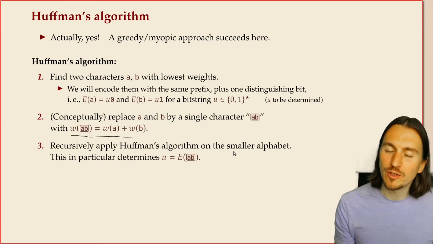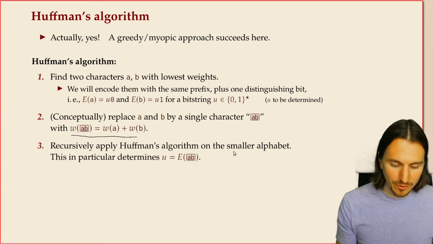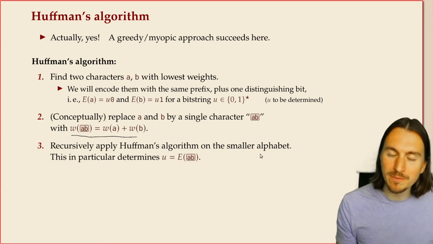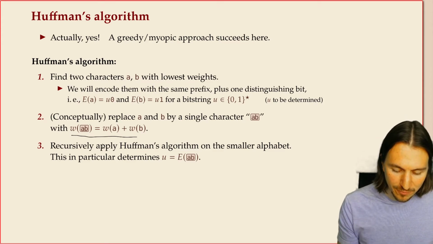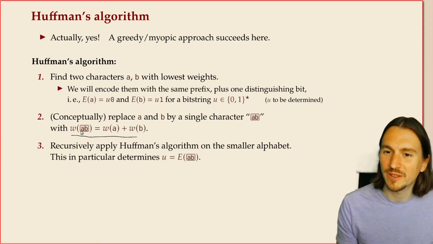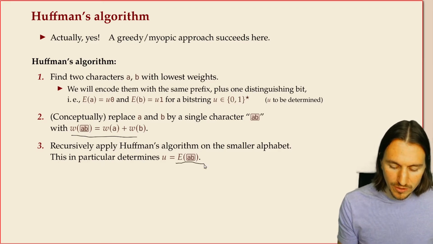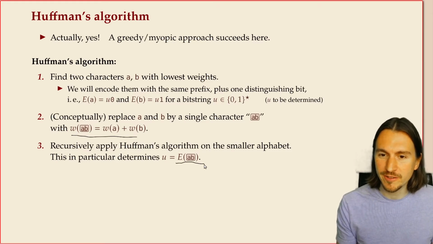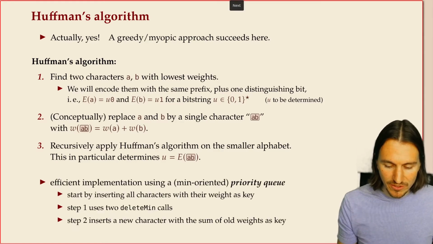When this recursive call terminates, when it returns, it will have computed some code trie for the remaining alphabet. So for sigma, where we replace A and B by the super character, in particular, it will find a code word for this AB character, and that will be our u. That's the algorithm. Let's see a small example in a second.